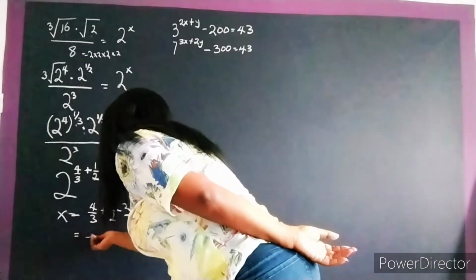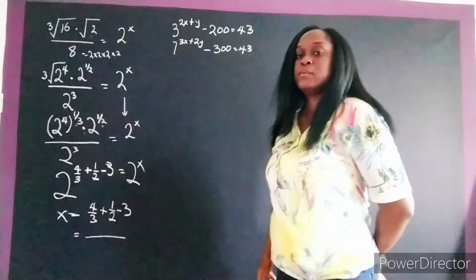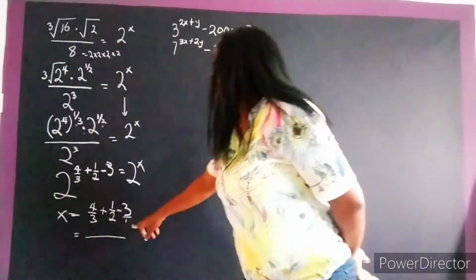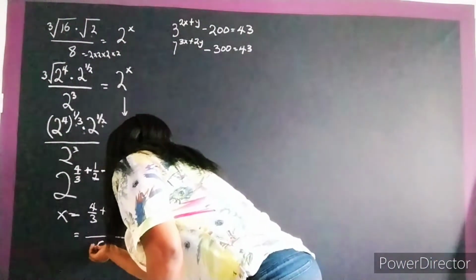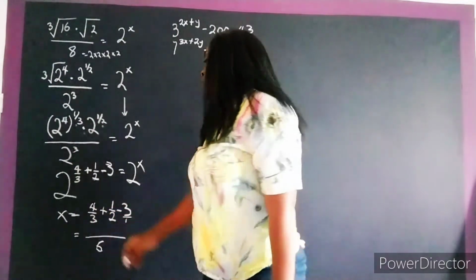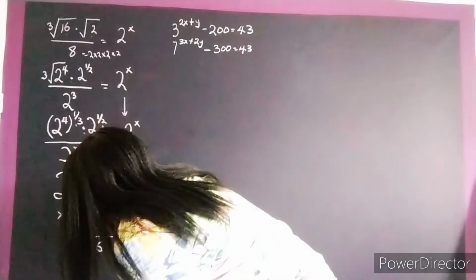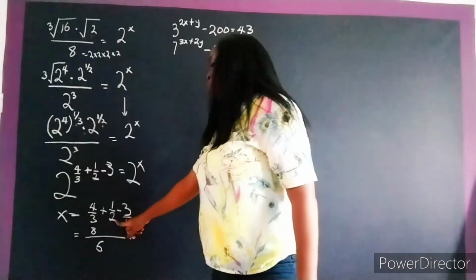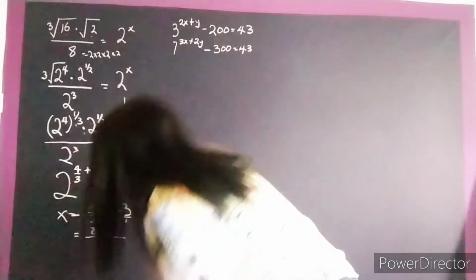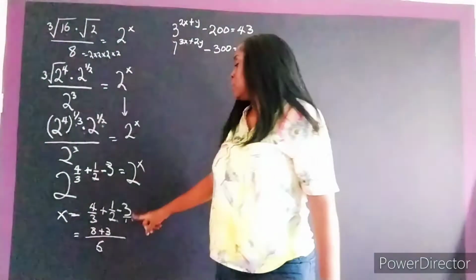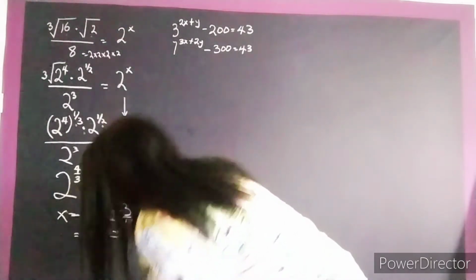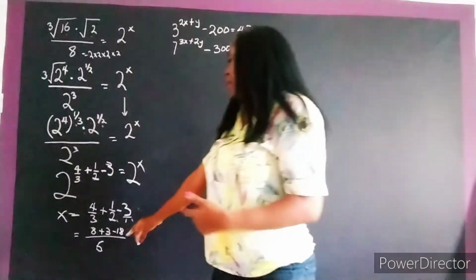We'll say is equal to, the common denominator here is what? Let me just say 3 over 1. The common denominator, or the LCM of 3, 2, 1, is 6. So 6 divided by 3 gives us 2. 2 times 4 gives us 8. 6 divided by 2 gives us 3. 3 times 1 is 3. 6 divided by 1 is 6, times 3 gives us minus 18.